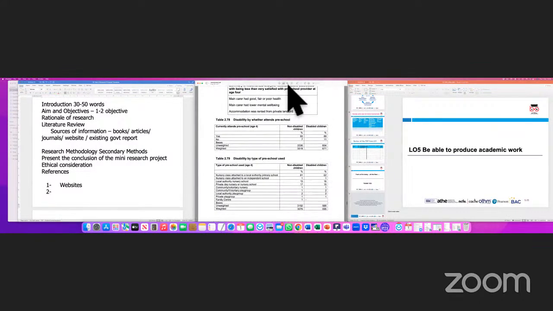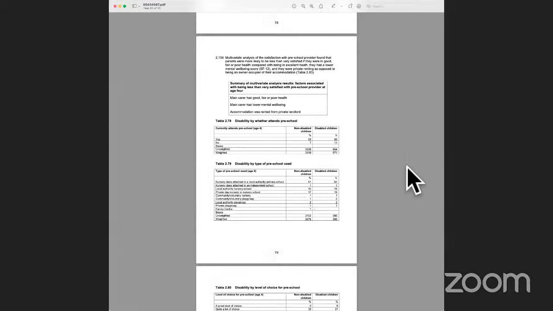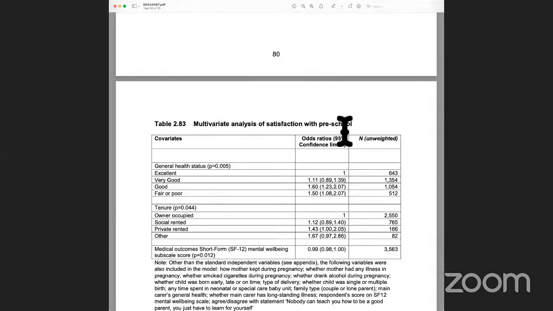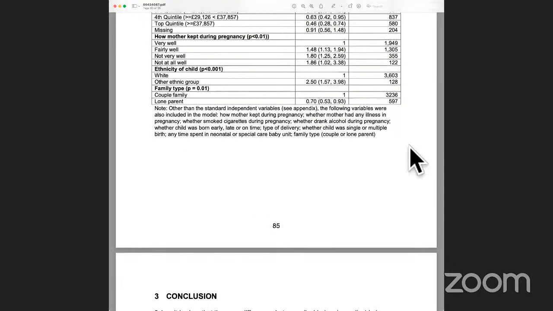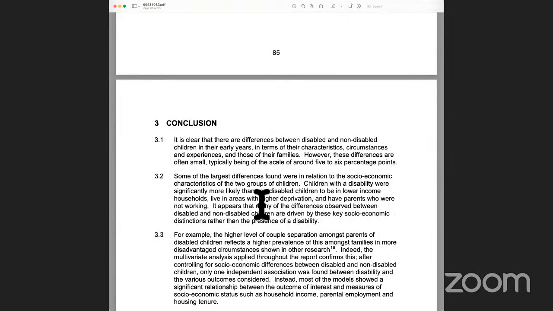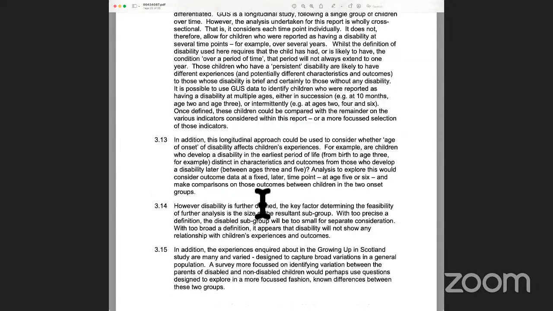If I minimize this slightly, make it small, and just show you the report. As you would see in the report towards the end, they've drawn up what is called conclusions, and these conclusions obviously again relate to only the topics that you're selecting.